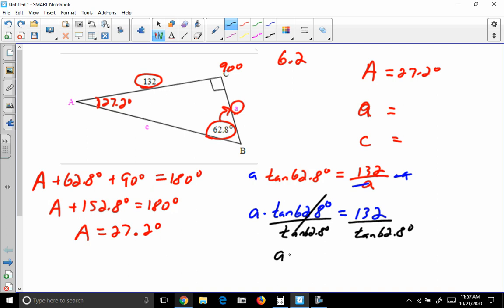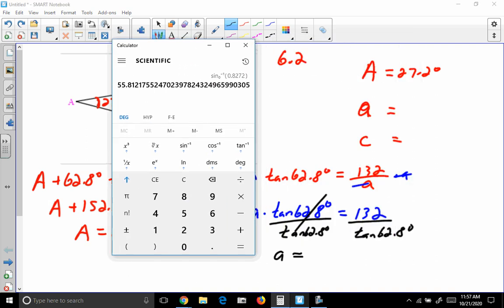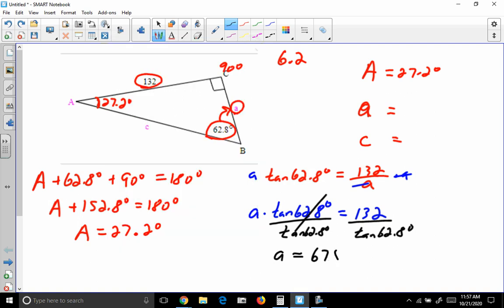When we do that, I have to make sure our calculator is in degree mode because our angle is in degrees. So 132 divided by tangent of 62.8 degrees, we get about 67.8.